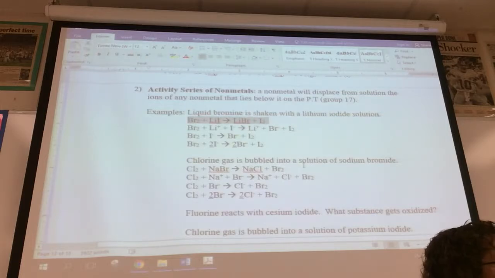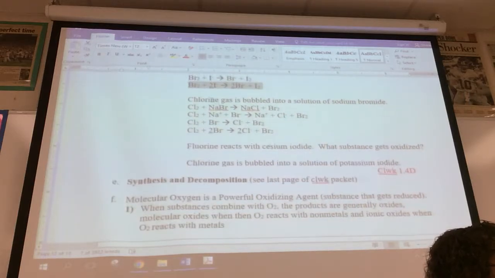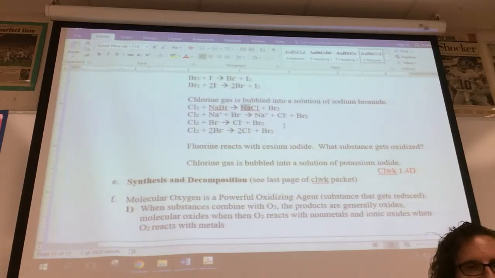this is how you would have written it out at the honors level. This is how you're going to write it out at the AP level. The cation is the spectator ion. It's not included. Similarly, chlorine gas is bubbled through a solution of sodium bromide. You're going to get rid of the sodium ion because that is what type of ion? Spectator ion, the cation. And you have this.